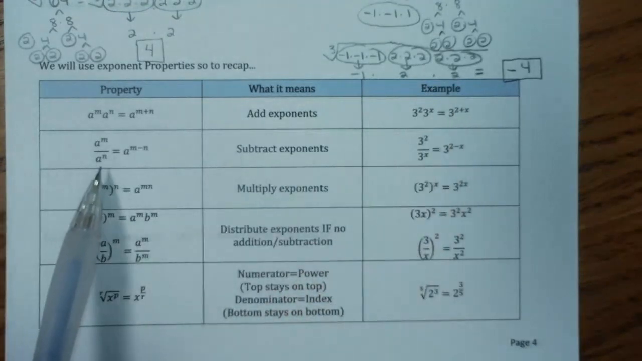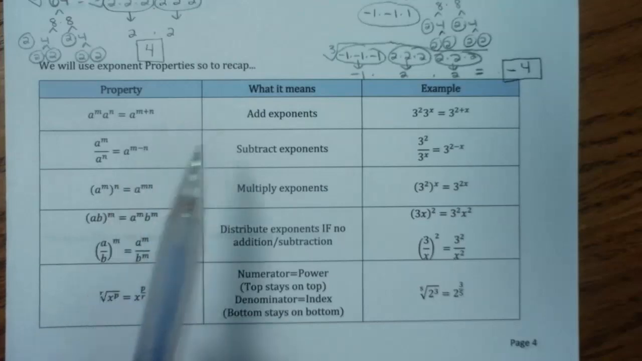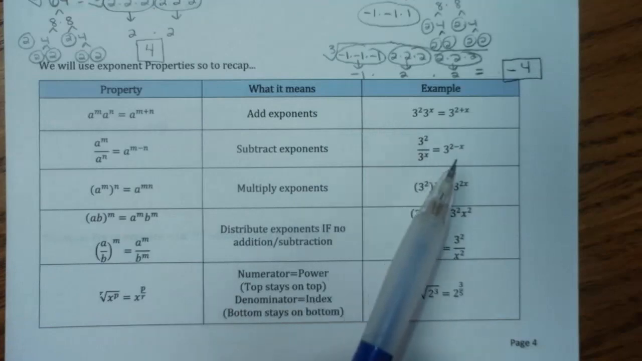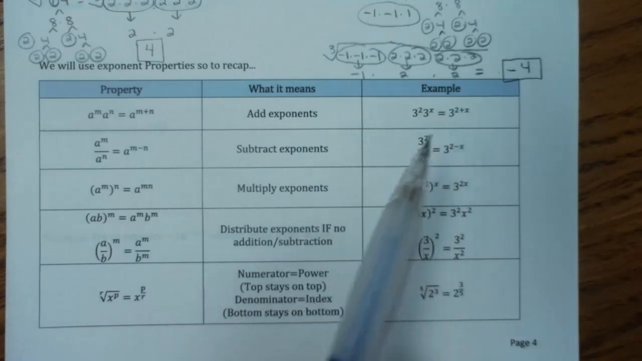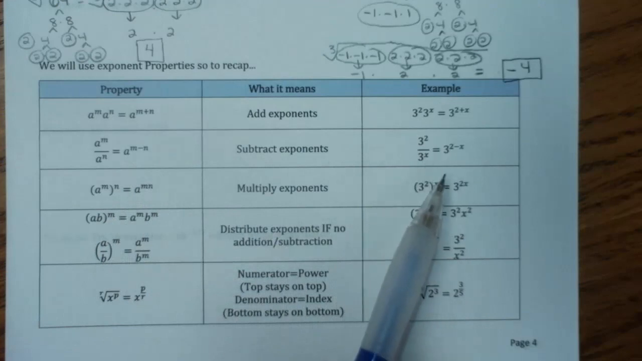A to the m divided by a to the n, we subtracted those exponents, so we got a to the m minus n. For example, 3 to the 2 power divided by 3 to the x power will give us 3 to the power of 2 minus x. A to the m to the n, we multiplied these exponents, so that'll give us a to the m times n. So 3 to the second to the x will give us 3 to the 2x.